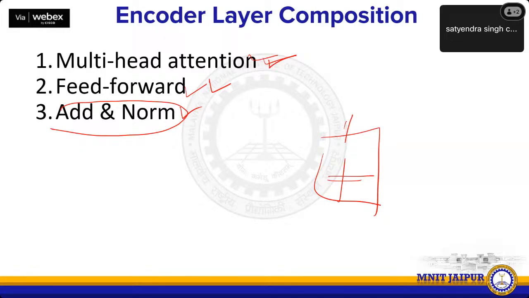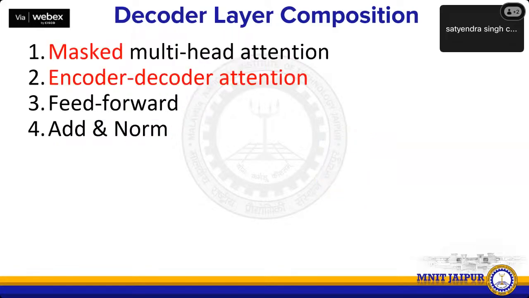Feed forward is basically for the non-linearity. It is similar to the neural network that you have studied. You can think of the output of multi-head attention being given to a basic feed forward neural network to add in the non-linearity. So this becomes the encoder side.